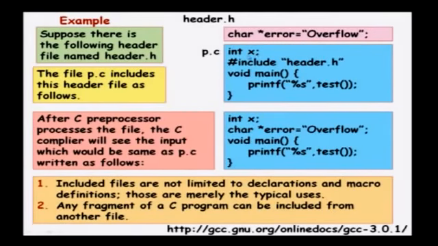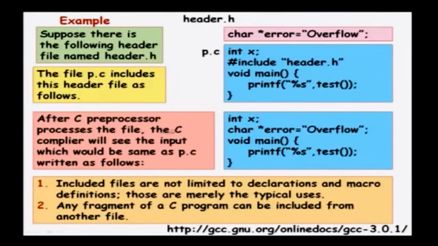Now, in p.c I write this very peculiar thing. I write int x, and then in the middle of the code I say hash include header.h. Till now we have always used hash include headers in the beginning of the file, but suppose, what happens if I do it in the middle?